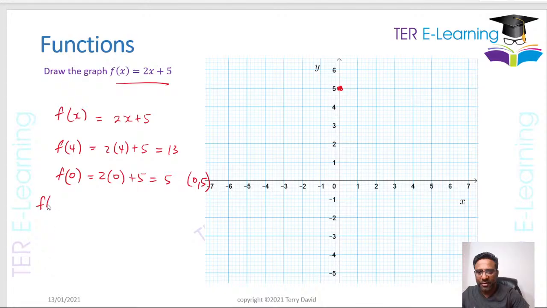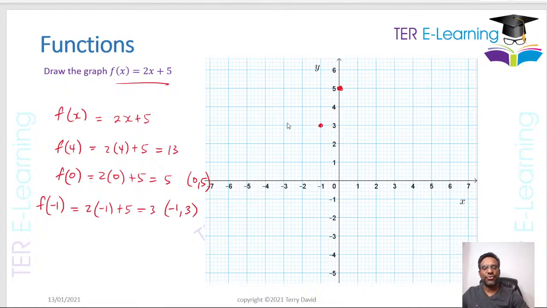Let's find f of -1. That's going to be 2 by -1 plus 5. So -2 plus 5 is going to give me 3. So that coordinate is going to be -1, 3. So I'm going to plot that, -1, 3.